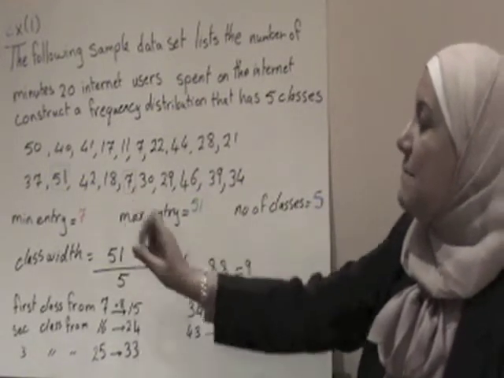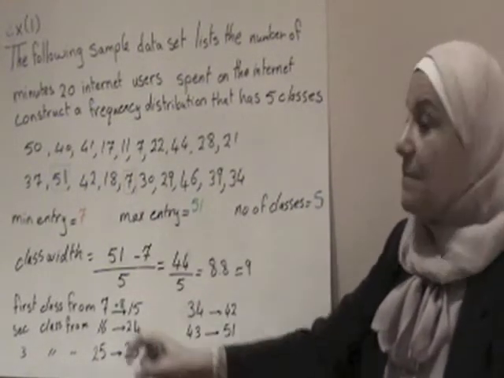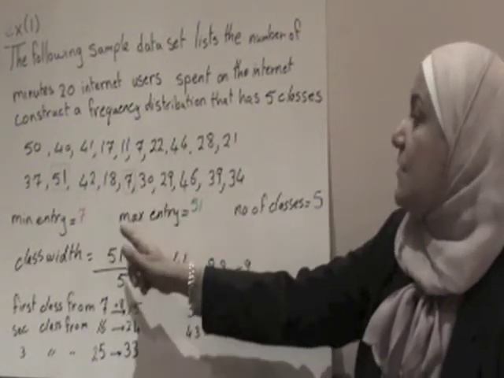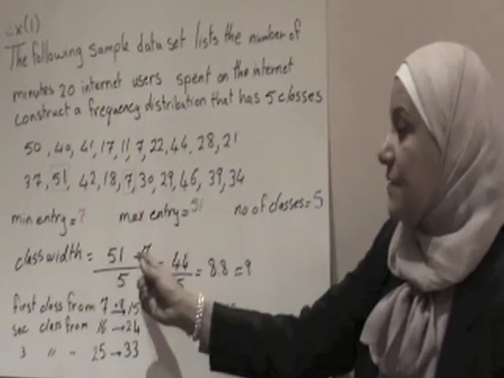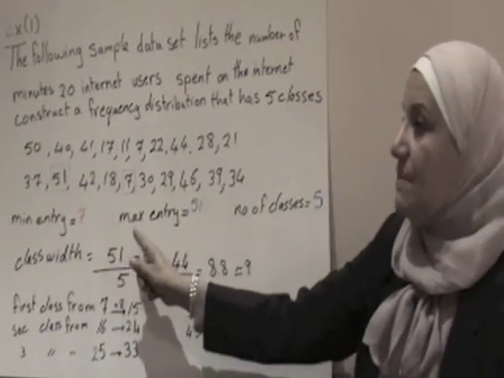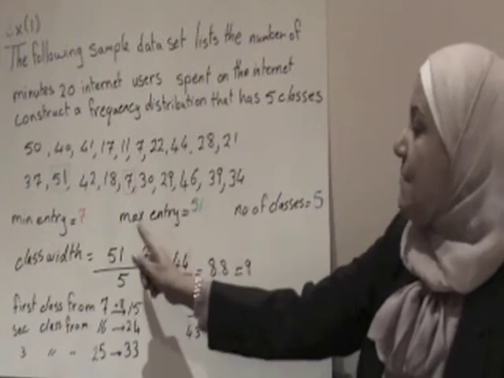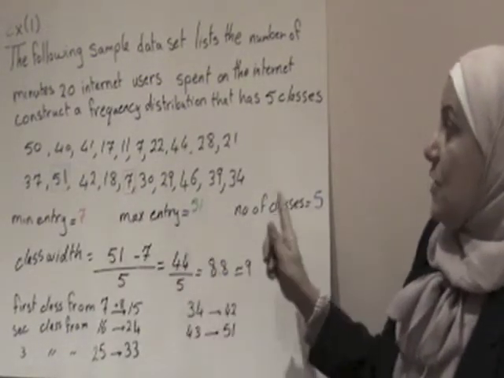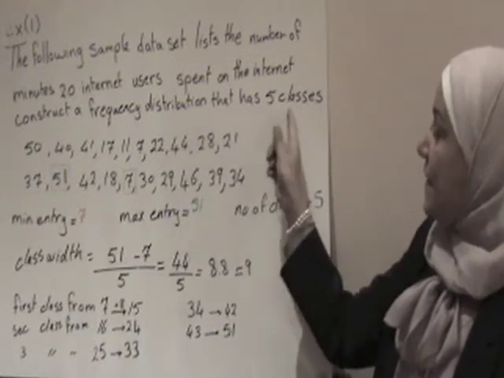We're going to find the minimum of those entries. What is the minimum? The minimum number here is 7. There is another 7, but it doesn't make any difference. So the minimum entry is 7. What about your maximum entry? My maximum entry is 51. The number of classes, as stated, is 5.